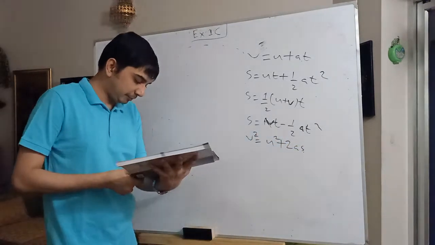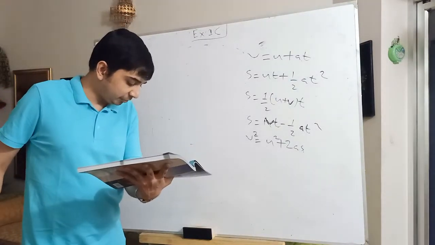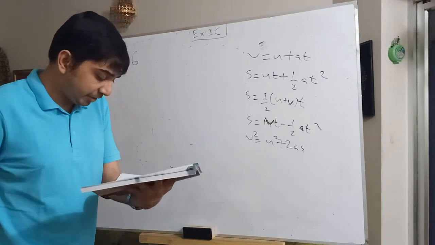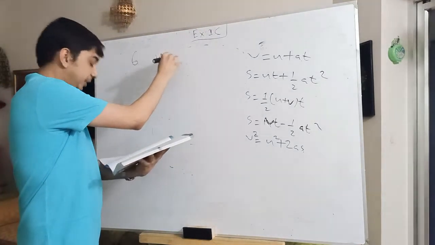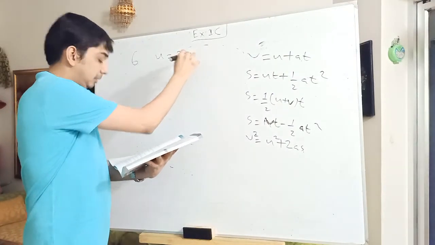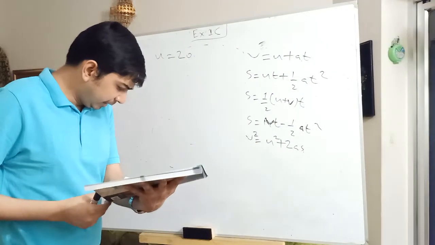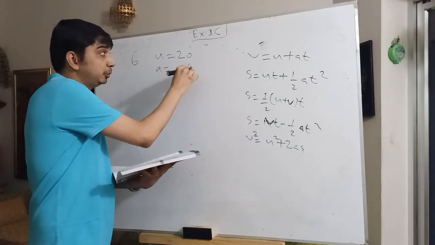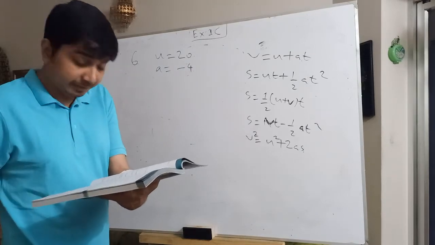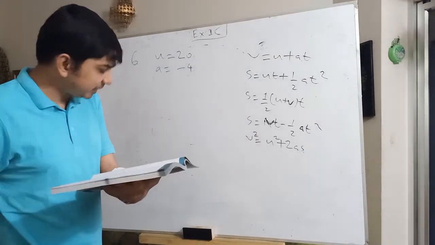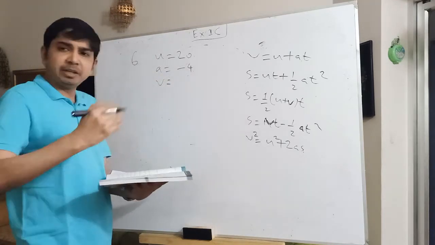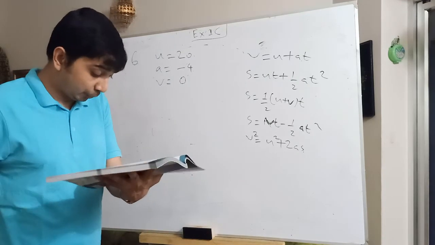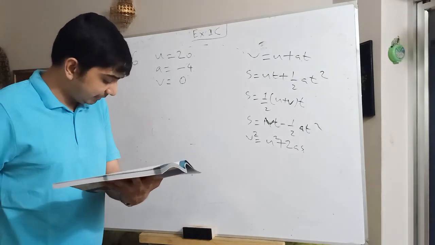So let me read the question once again. A car is traveling at a velocity of 20 meters per second when the driver sees the traffic lights ahead change to red. So you know the initial velocity, the initial velocity is 20. It decelerates at a constant rate of 4 meters per second square, so the value of a is going to be minus 4 because it's decelerating, and it comes to a stop at the lights. So your final velocity, at the end of the motion, you're coming to a stop, is equal to 0.